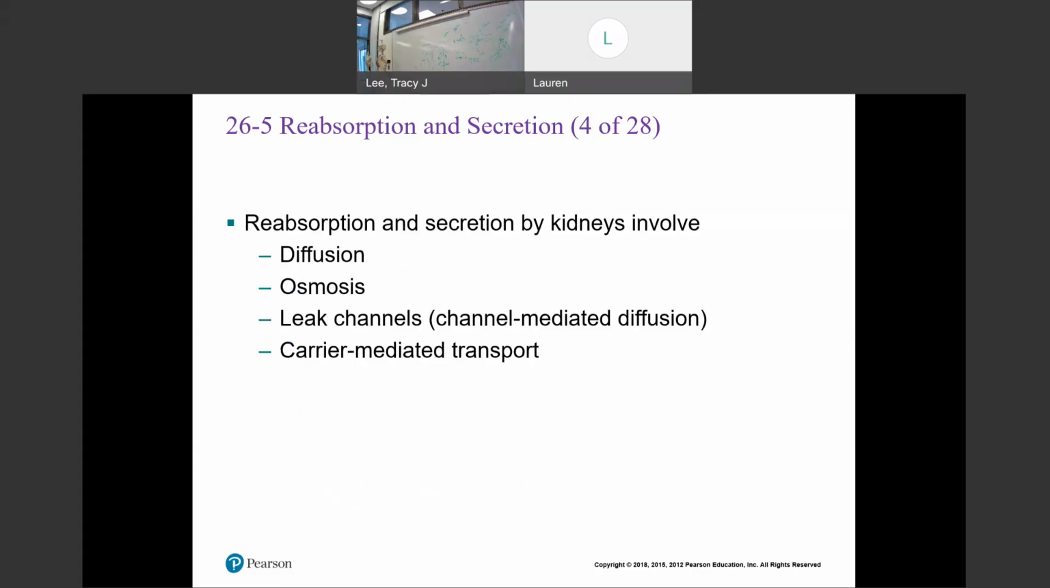Diffusion, osmosis, leak channels, carrier mediated transport. Diffusion is moving down the concentration gradient, right, of a solute. So if I have more solute on one side and it moves because of the concentration gradient, we're going to use diffusion. Osmosis is where water moves to where the higher concentration of particles are. Leak channels allow things to leak down the concentration gradient, usually at a slower rate, but they go through a channel. Carrier mediated means I have to put them in some sort of protein that carries them over to the other side. Oftentimes, this is an active transport.